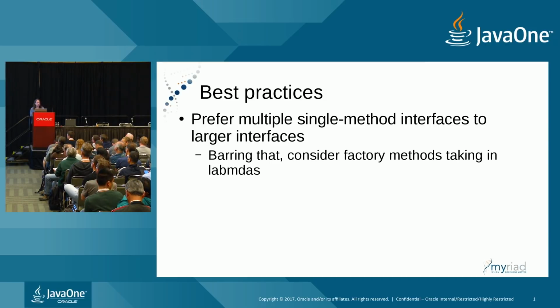The first is, and this goes back to the file visitor example, if you're creating new interfaces, if possible, create them so that they only have one method. It might actually be better to have 4 interfaces, each taking in a single method, than one large interface, if you can get away with that. And barring that, consider providing people factory methods to create instances of your interface so that they can use lambdas and enjoy them.